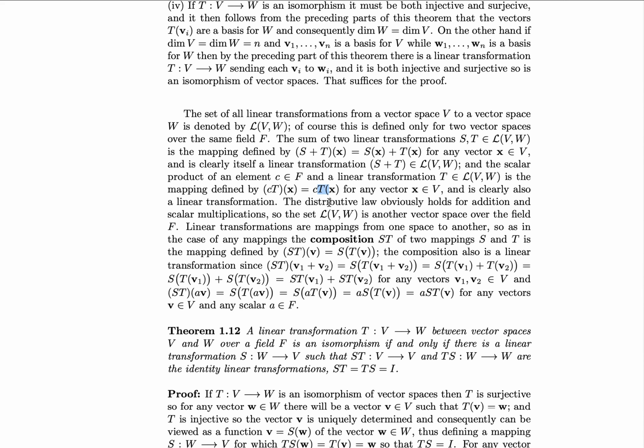We can now finally check that the distributive law holds for addition and scalar multiplication for transformations, in the sense that you can do distributivity of multiplication and addition as in vector spaces. Therefore, since we have distributivity, closure under addition, and scalar multiplication, we get that the set L of V, W is another vector space over the field F.